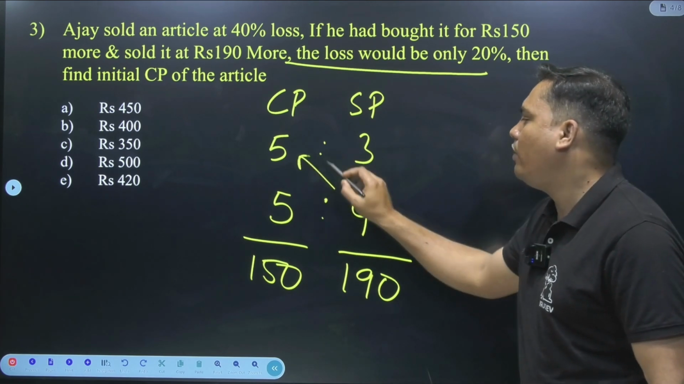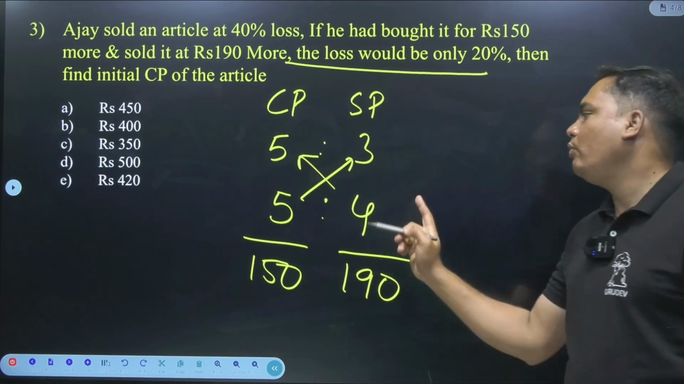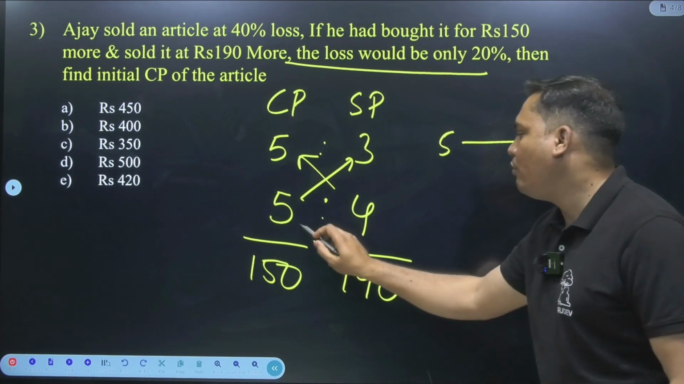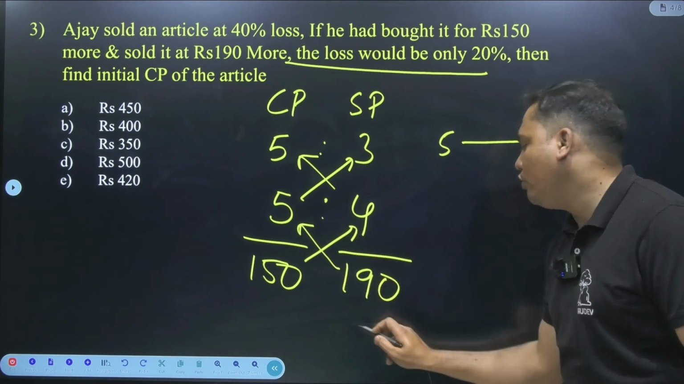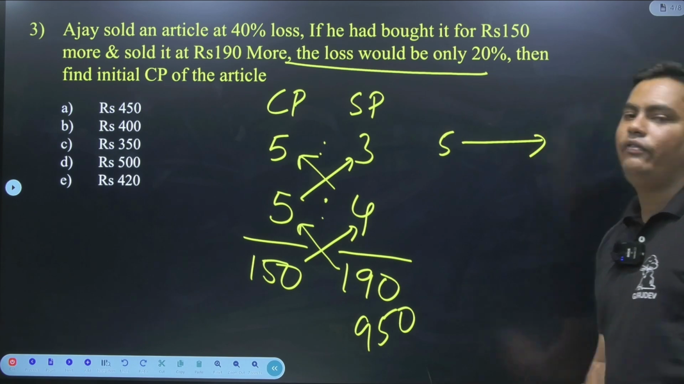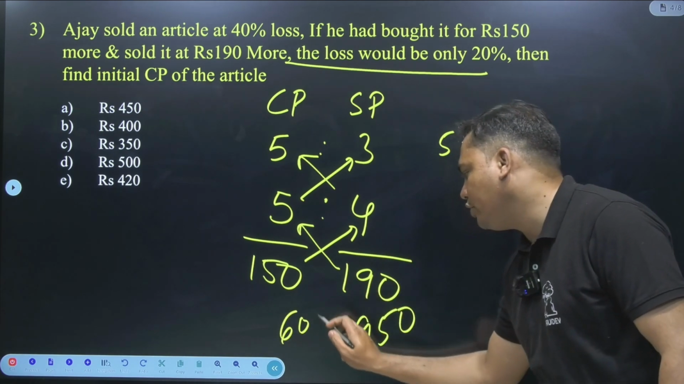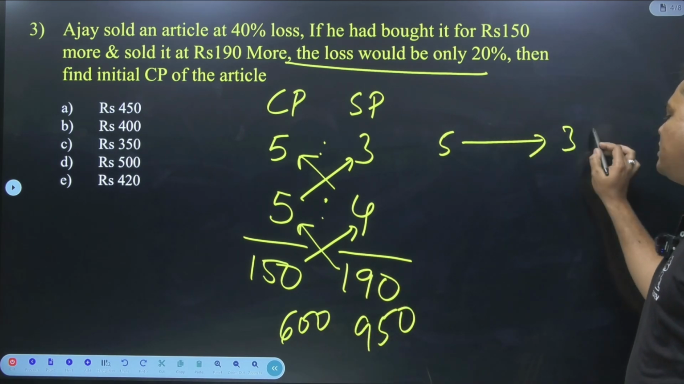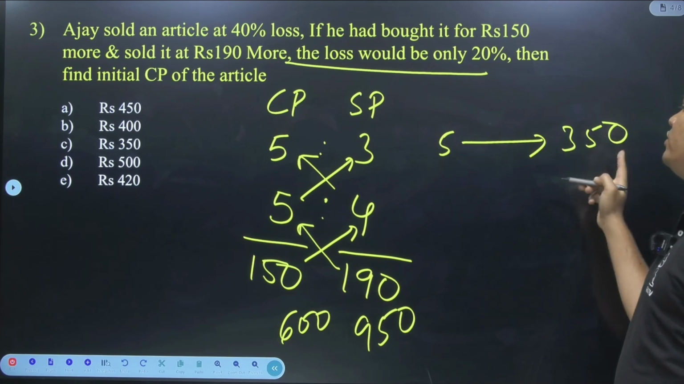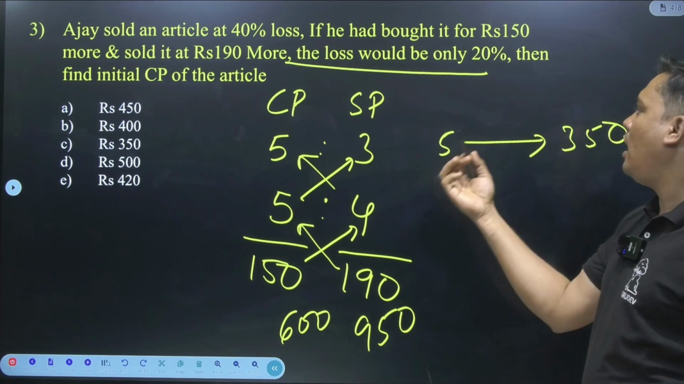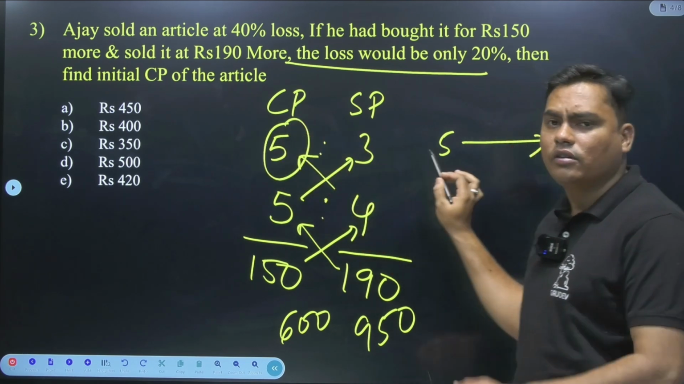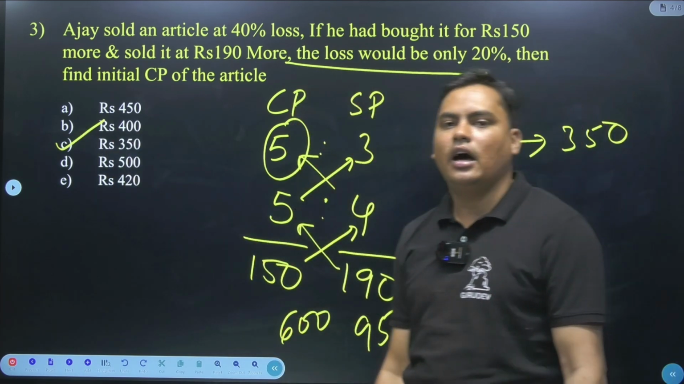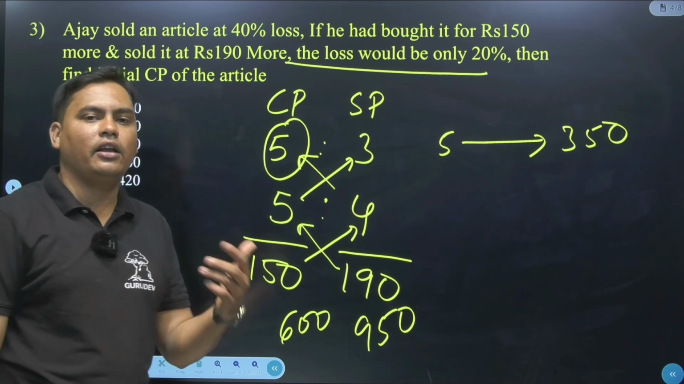Okay, cross multiply. 5 4s are 20. 5 3s are 15. 20 minus 15, the difference is 5. For 5, how much value is there? This into this, this into this: 19 into 5 will be 950, and the other, this into this, will be 600. 950 minus 600 is 350 here. So 5 value is 350. What is the cost price of the article initially? It is 5 itself. What is the value of 5? 350. My answer will be option number C, 350. I think everyone got to know where we can use the cross multiplication rule.